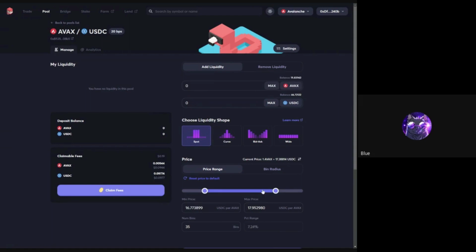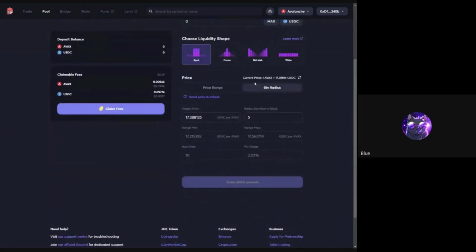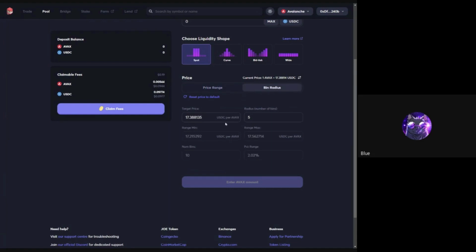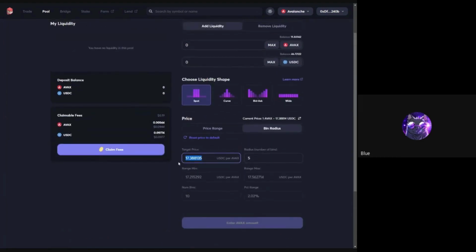So that's what you can do with the price range. And also with bin radius, this is a new customization option. And this allows you to be a bit more specific with the range that you want to deploy. So when you're playing around with the range, you've got these sliders here. You can choose how many bins you want to deploy your assets over. With bin radius, this is a new feature. I think this will probably make more sense as well when we have native limit orders, but simply with bin radius, I can set my price to provide liquidity at.